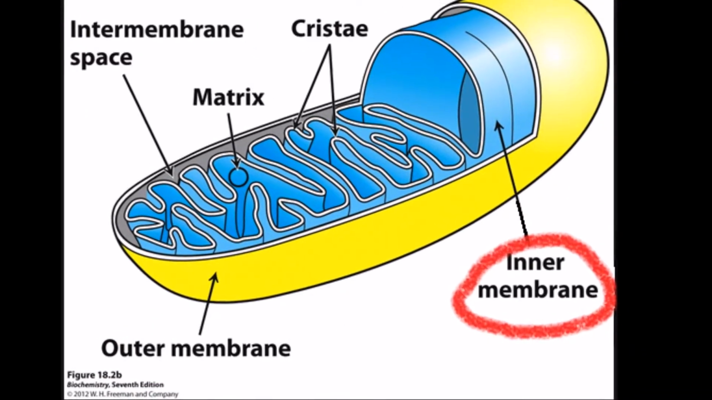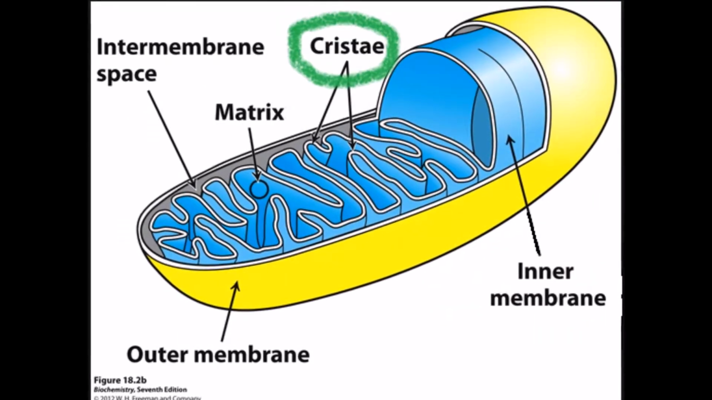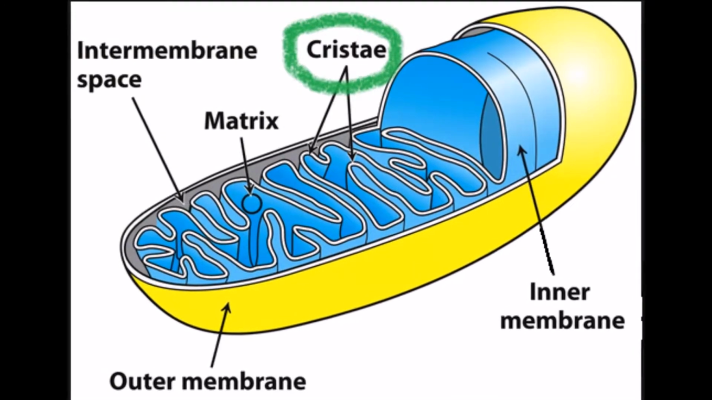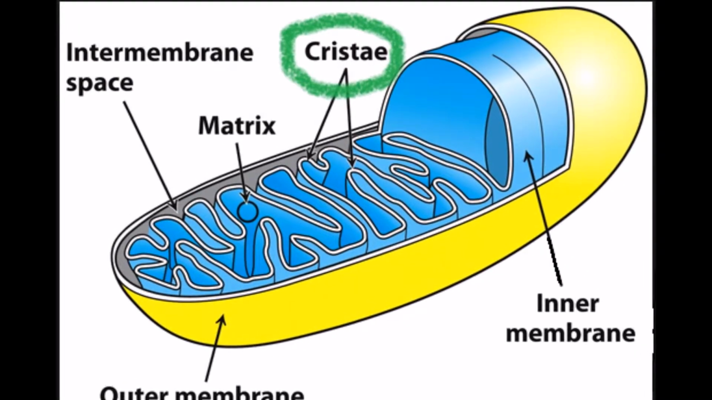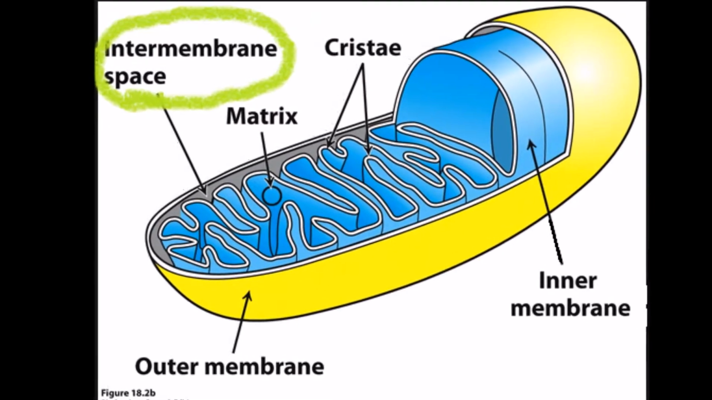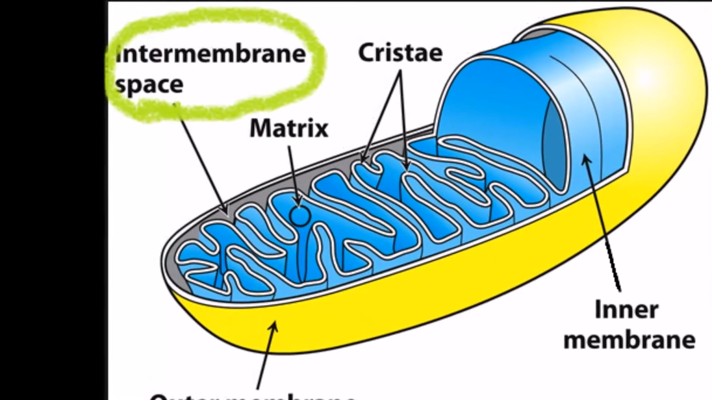Now the inner membrane is a more complex structure. It is folded into a number of folds known as the cristae. Cristae and the proteins of the inner membrane aid the production of ATP molecules. Chemical reactions also take place in the inner membrane. The intermembrane space is between the outer and inner membrane and has the same composition as the cell's cytoplasm.